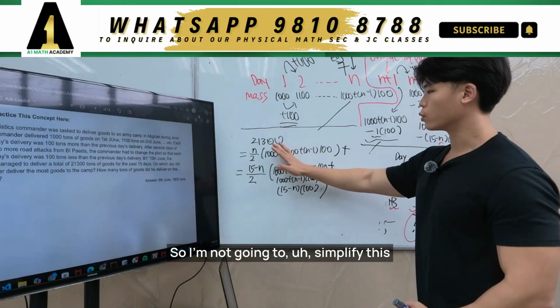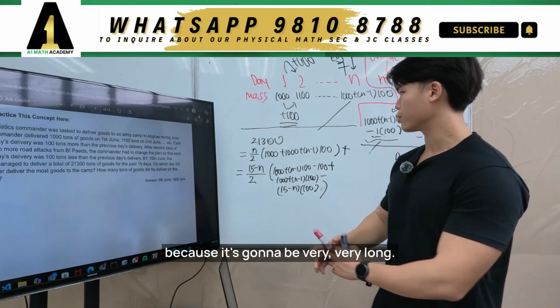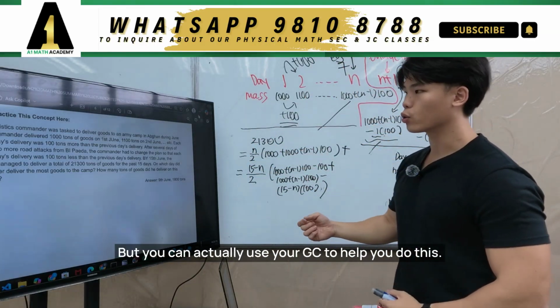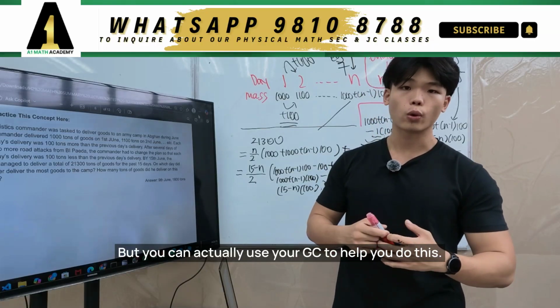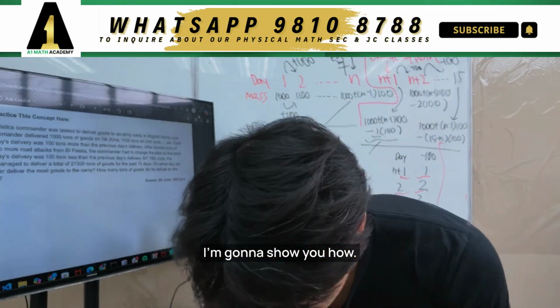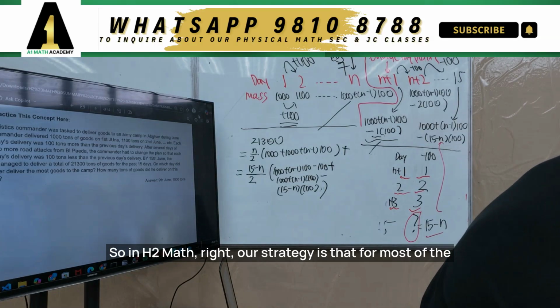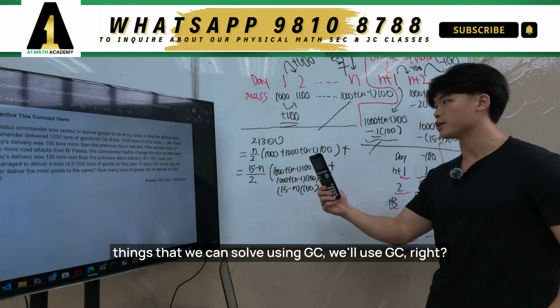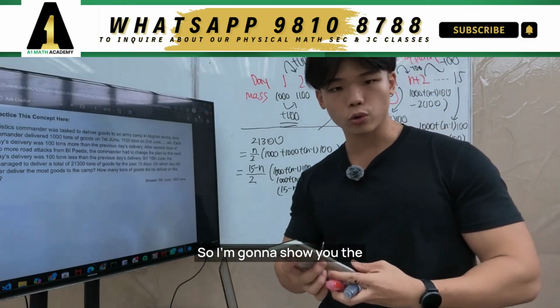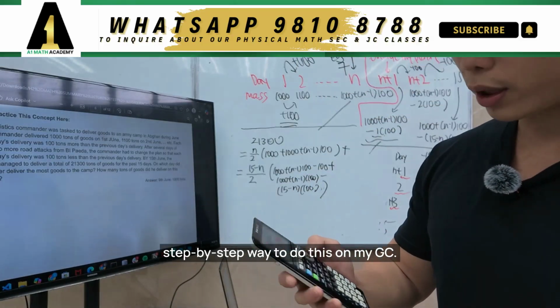So I'm not going to simplify this because it's going to be very, very long. But you can actually use your GC to help you do this. I'm going to show you how. So in H2 Math, our strategy is that for most of the things that we can solve using GC, we'll use GC. I'm going to show you the step-by-step way to do this on my GC.